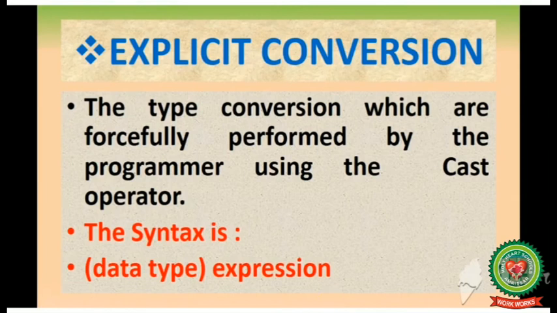The next is explicit conversion. The type conversions which are forcefully performed by the programmer using the cast operator. Meaning, in this conversion we can change a small size data type into a large one and also a large size data type into a small one with the help of the cast operator. Cast means explicit type conversion. The syntax is (data type) expression. Data type means any data type you want to change your variable to.